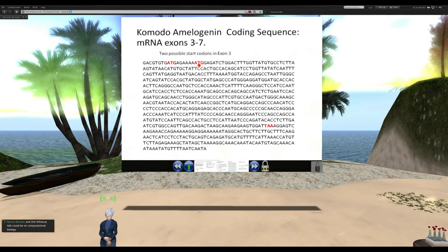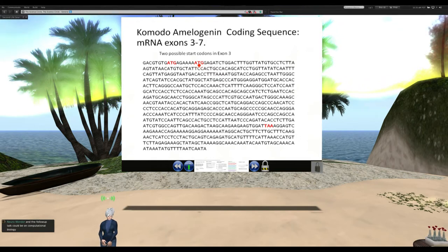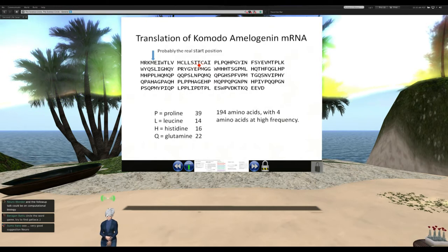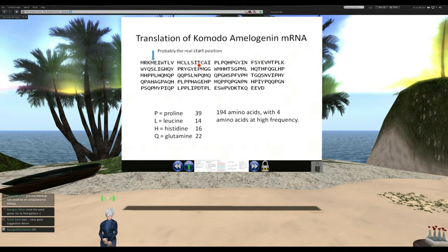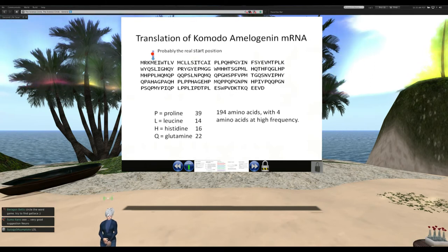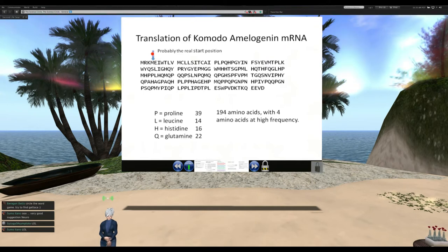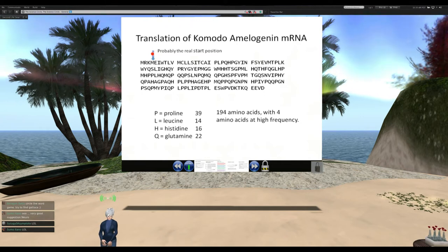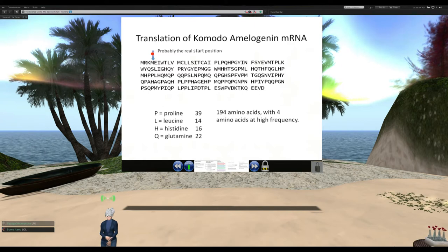So then I translated the sequence using the TransSeq software from EMBL. And this is the translation that I got for the amelogenin messenger RNA. And as I mentioned, this is probably the real start, the real beginning of the sequence. So if we take these first three off, this has 191 amino acids, with the same 4 amino acids at very high frequency that we saw in the human protein.